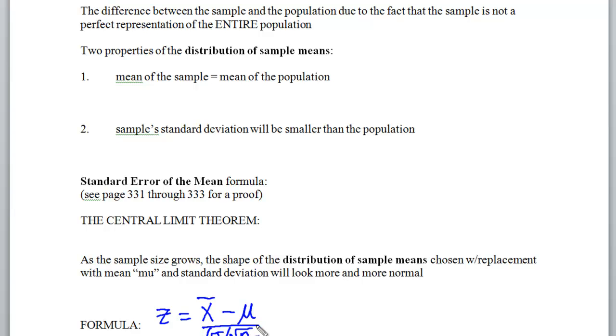Now this denominator here is the standard error of the mean. The formula, which is the standard deviation divided by the square root of our sample size, is proved on pages 331 and 333 in the book. You can see where they take a look at all the different sample sizes of a certain population, in this case a population that goes between 2 and 8, graph it out, and then show you that the square root of the sample size, dividing it from the standard deviation, will give us our standard error.